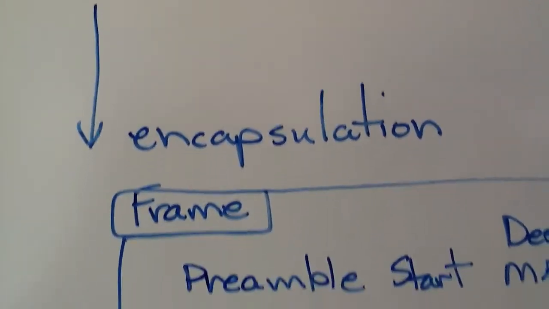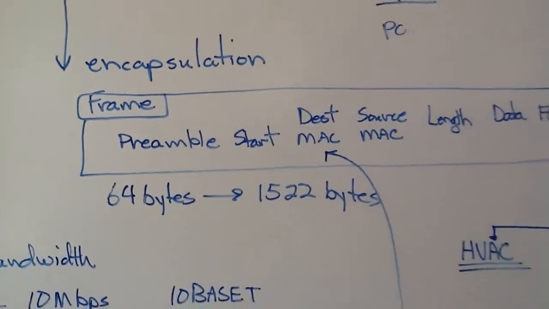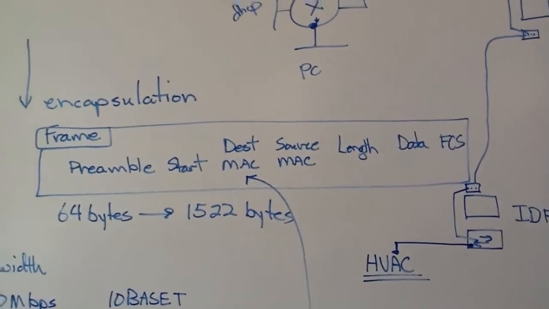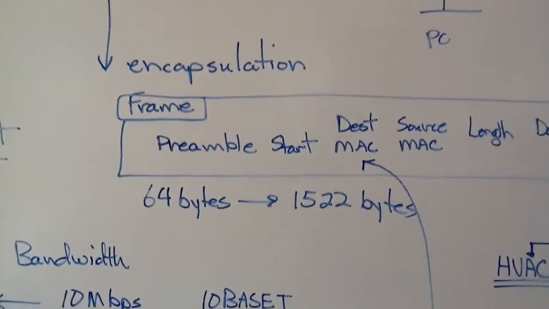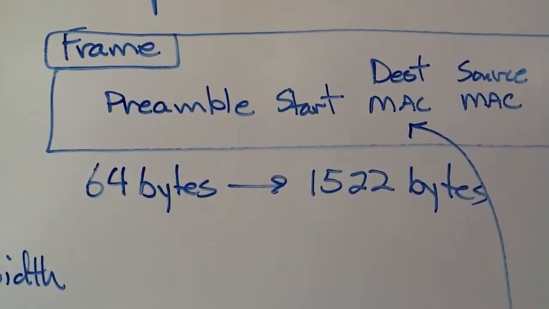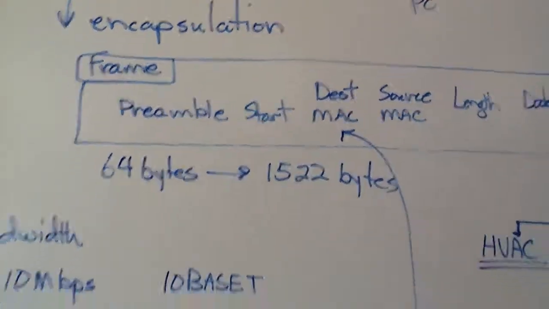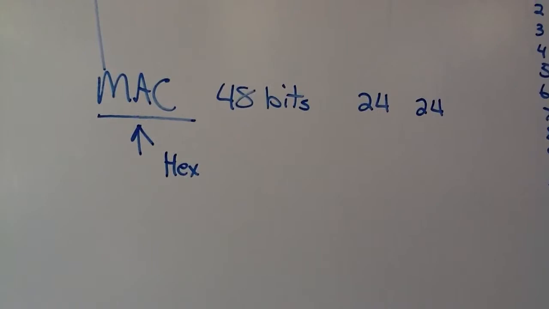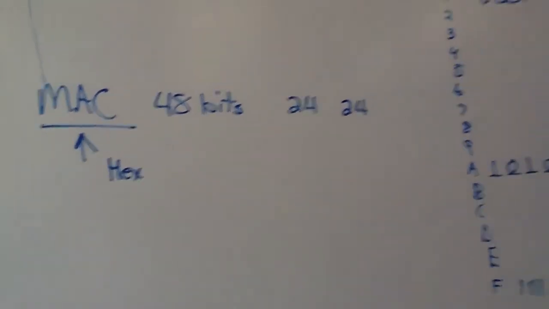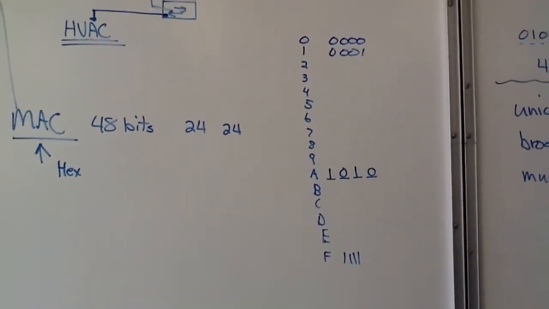Reviewed encapsulation, and we talked a little bit about the frame. The frame for Ethernet. Size of the frames, 64 to 1522 bytes. We talked about that MAC address, the vendor part, and the ID part, and we talked a little bit about hexadecimal numbers.